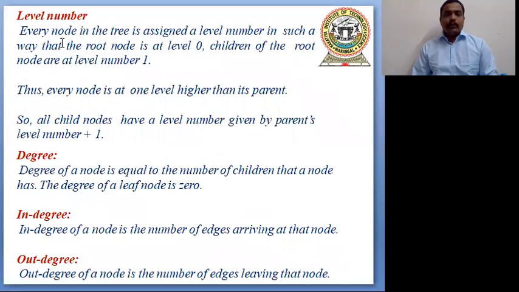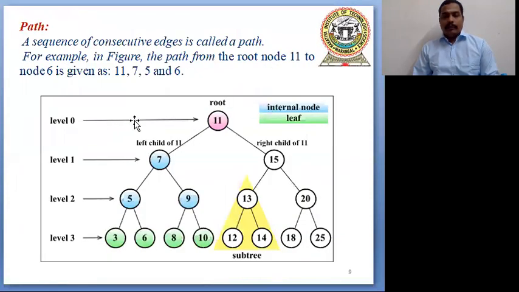Okay. Next one, level number. What is a level number? Every node in the tree is assigned a level number in such a way that the root node is at level 0, the children of the root node are at level 1, and like that, every node is at one level higher than its parent. For example, the root node has level 0. Then the child nodes are one level higher, that is 1. For the next level, level 2, and this level, level 3. So in this tree, the maximum level is 3, because there are levels 0, 1, 2 and 3.